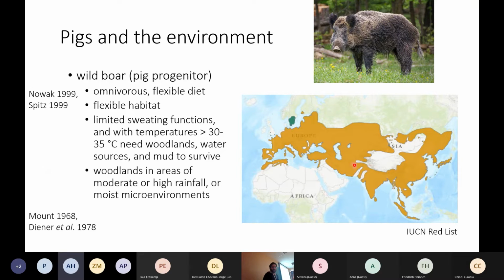As you can see, they have quite a wide distribution in Eurasia and in part of North Africa as well. So they have quite flexible habitat requirements. However, they have limited sweating functions. And so with temperatures above 30-35 degrees, they especially need tree cover and abundant water and mud to survive. And so they tend to prefer woodlands in areas of moderate or high rainfall, or in any case, moist microenvironments within semi-desertic environments.